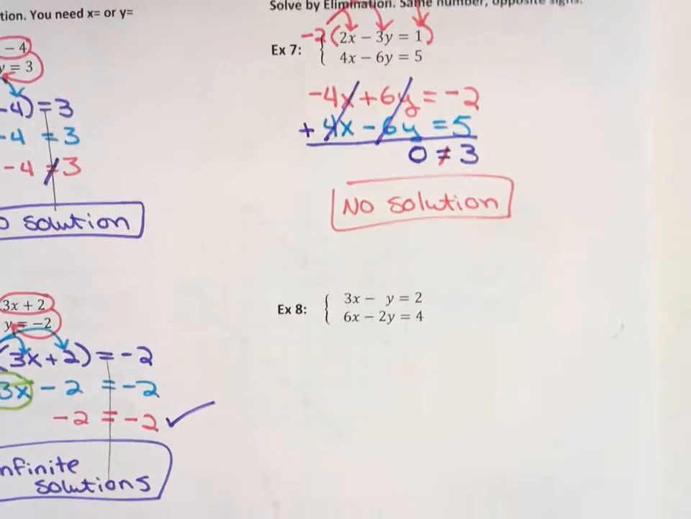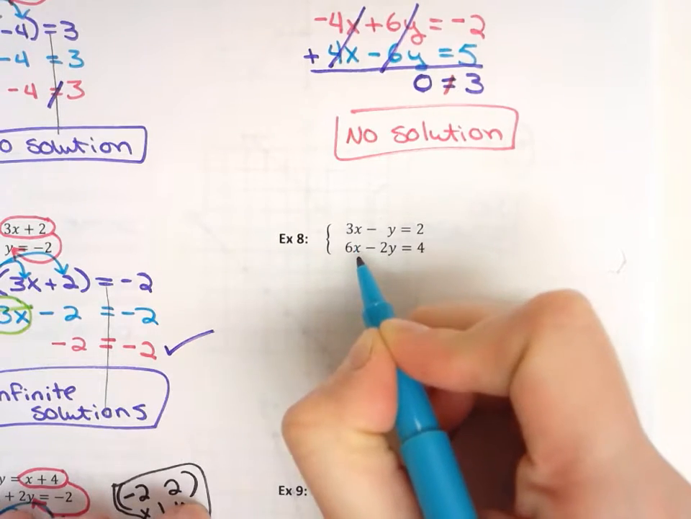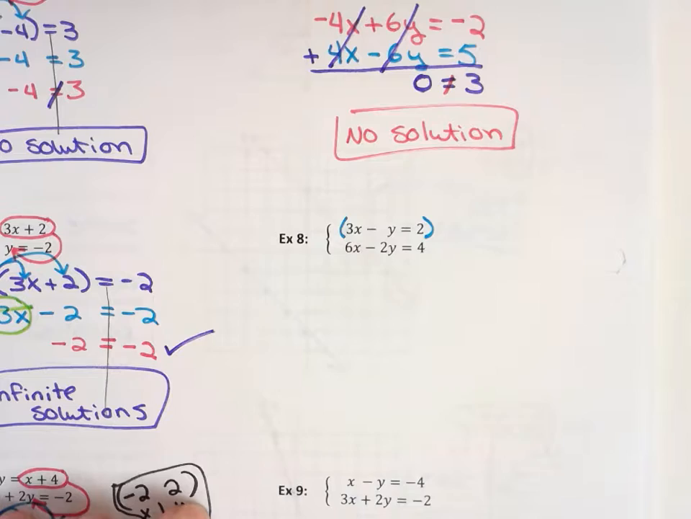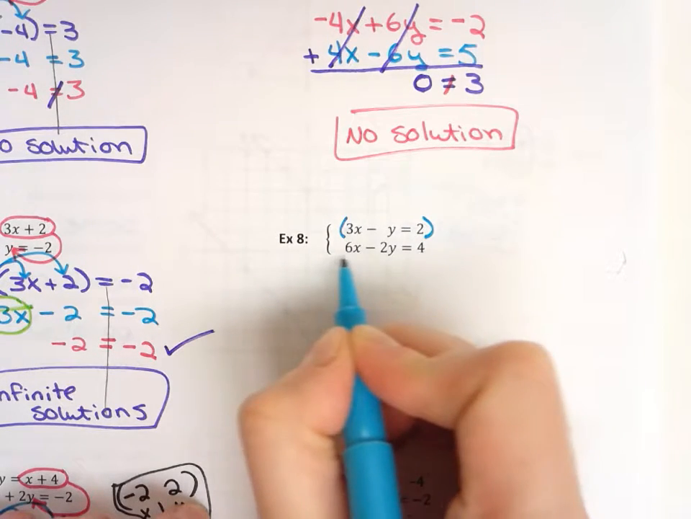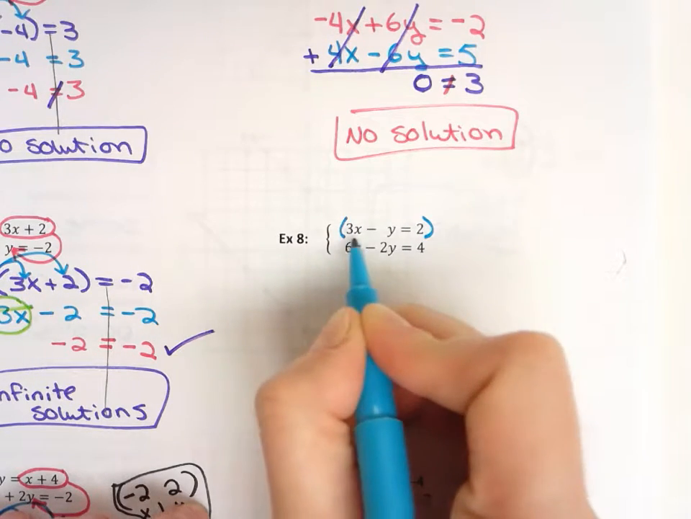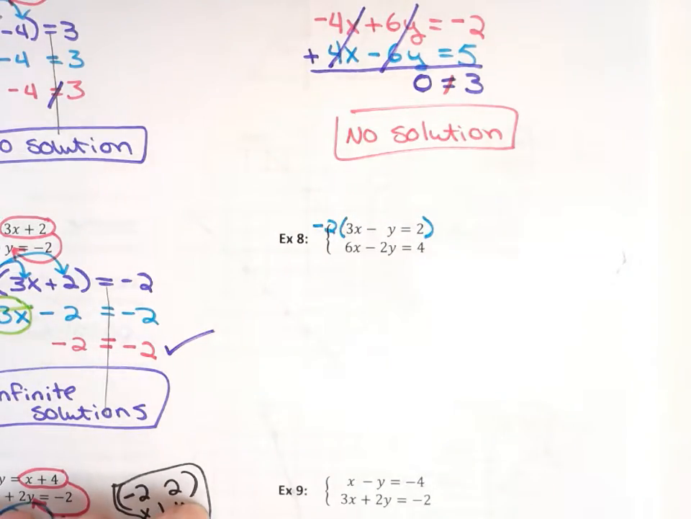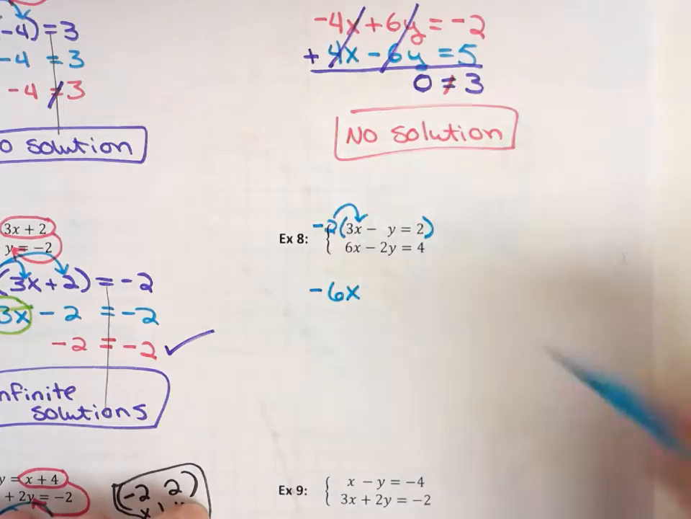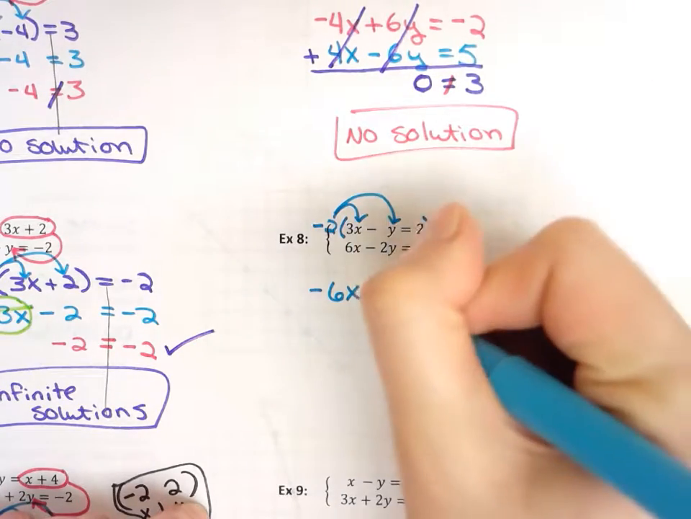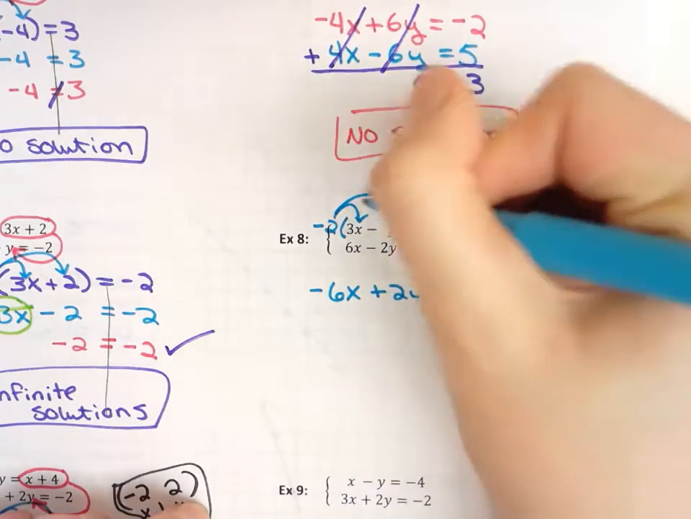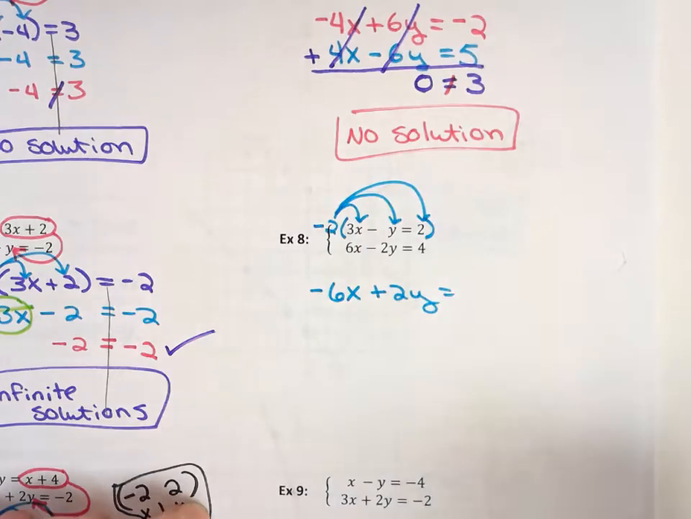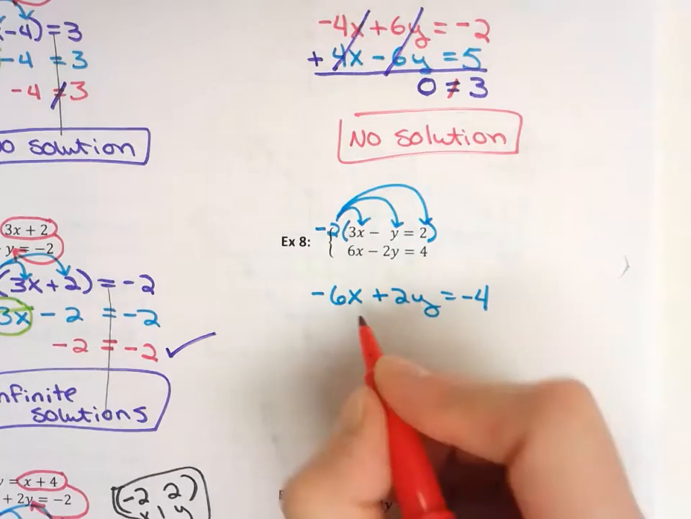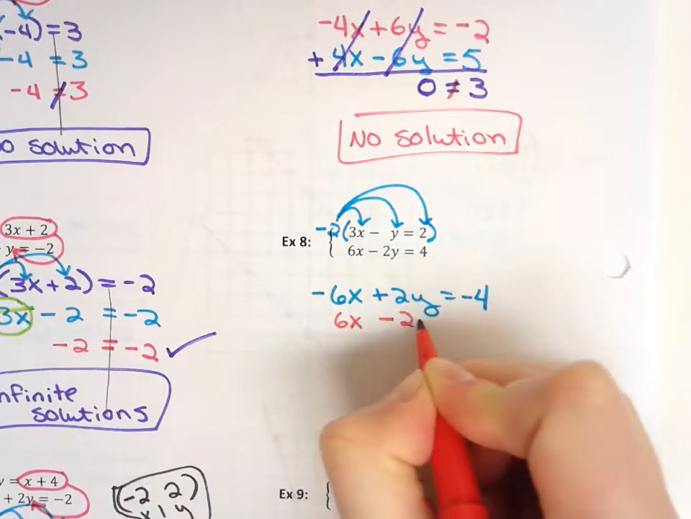Number 8. If I choose to eliminate my x's, my smaller number is 3, so I'm going to multiply that equation by something. This one is +6x, so I need this one to be -6x, so I'm going to multiply it by -2. -2 times 3 gives me -6x. -2 times -y is +2y. And -2 times 2 all the way over there gives me -4. The other equation, I'm not making any changes to it. I'm just rewriting this one underneath.